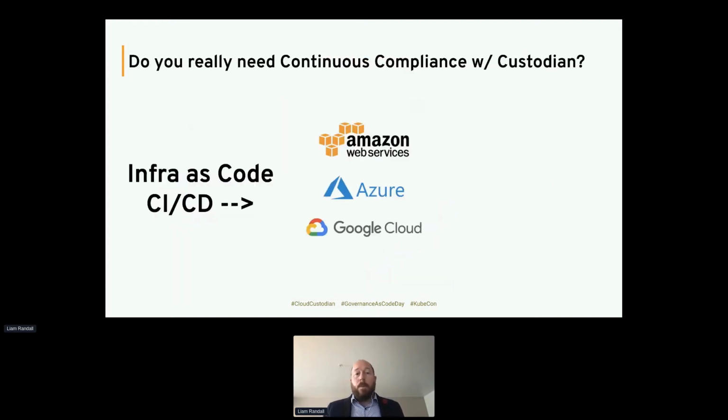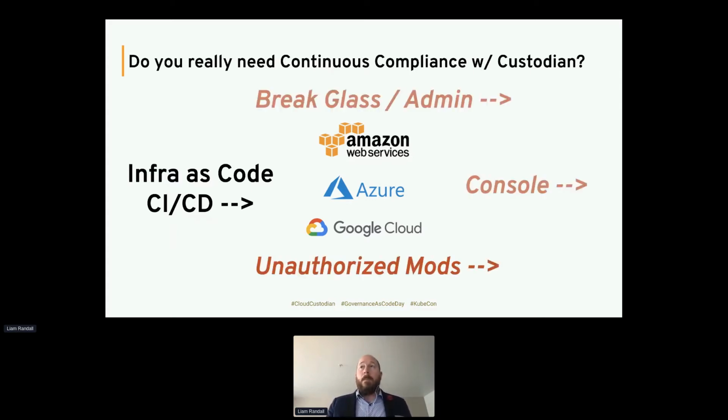Now, the question still remains, though, is do you really need continuous compliance with Cloud Custodian? If you have this infrastructure as code that comes out of your CI/CD, I would say absolutely, because unfortunately, there are still many other ways that you can still have your infrastructure modified. There's always the ability to break glass and do some sort of administrative action in every organization I've ever worked with. You have people that may have administrative privileges to act from the console or from a command line client, or you may even have, unfortunately, unauthorized modifications, as we've seen in a number of breaches.